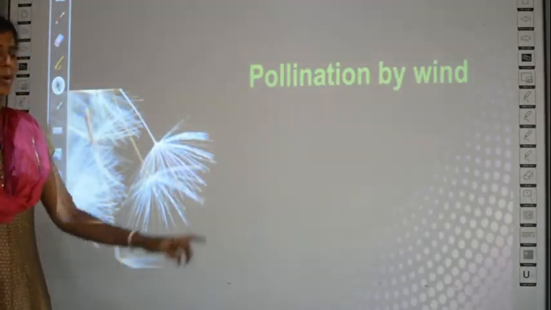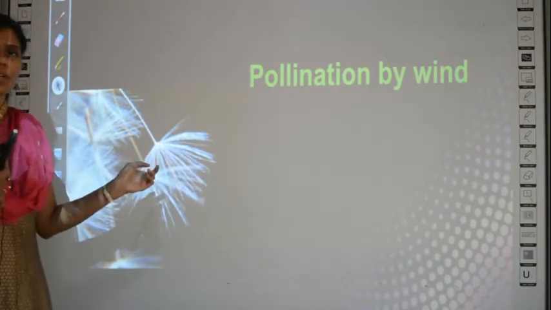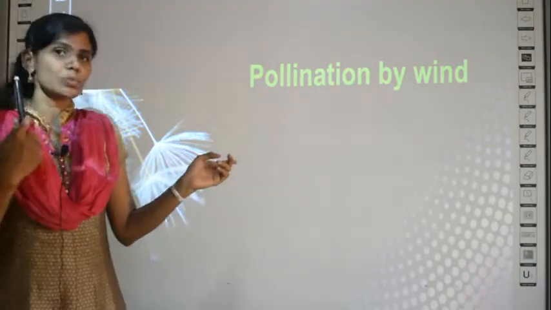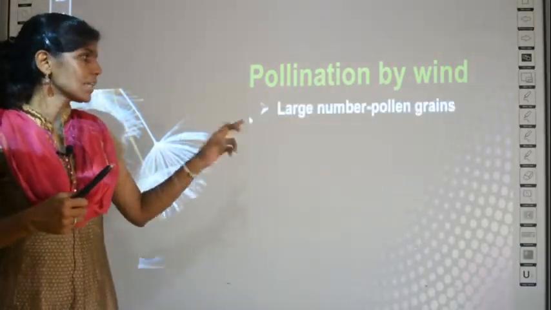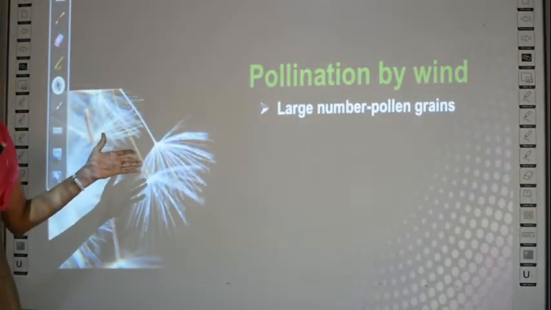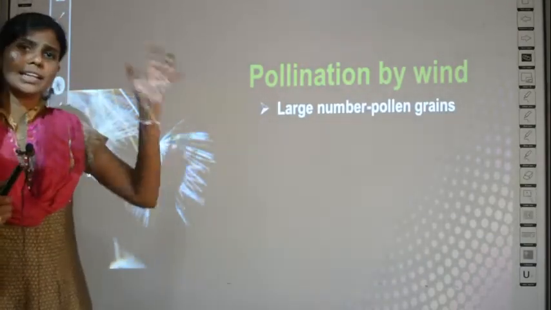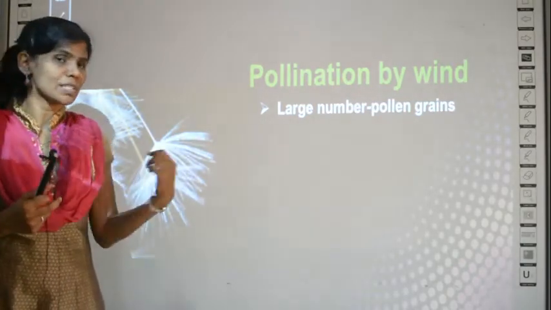So, next comes pollination by wind. See this one, is it colorful? Usually the flowers which are pollinated by wind are not colorful, they are white in color, but however they are large in number. This one, you must have seen this flying in the air in your day to day life, you must have seen this.